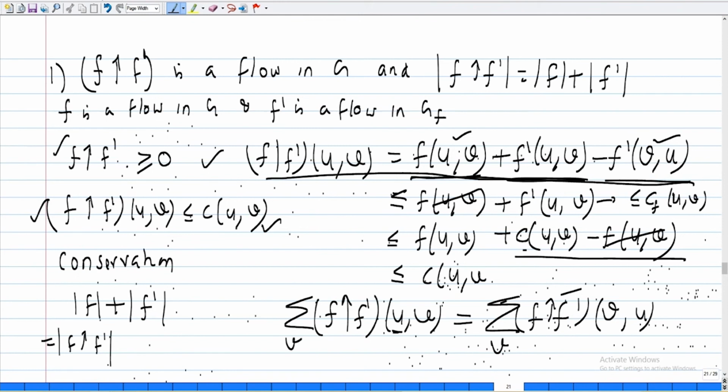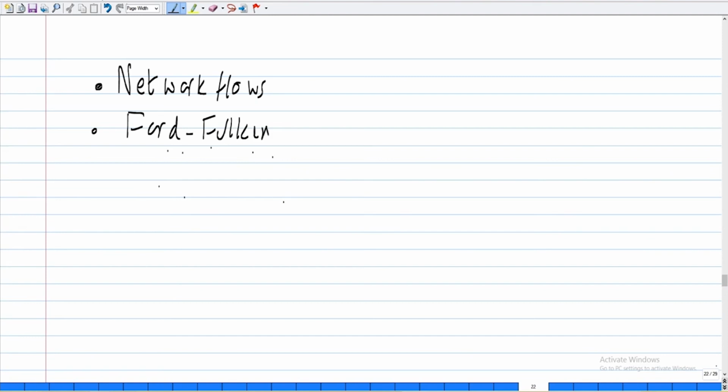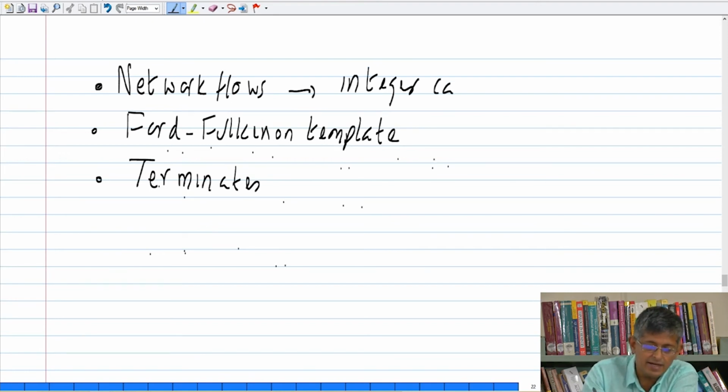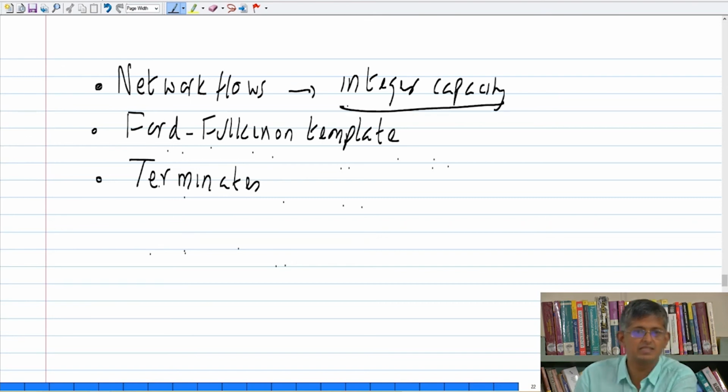So I will just stop here and let me just summarize. We define network flows. We looked at the Ford-Fulkerson template. We argued that it terminates for integer capacities. Keep this in mind. When you read a standard textbook, Cormen, Leiserson, you will see that the capacities can be real numbers for which the Ford-Fulkerson algorithm will not terminate. There are examples of flow networks.